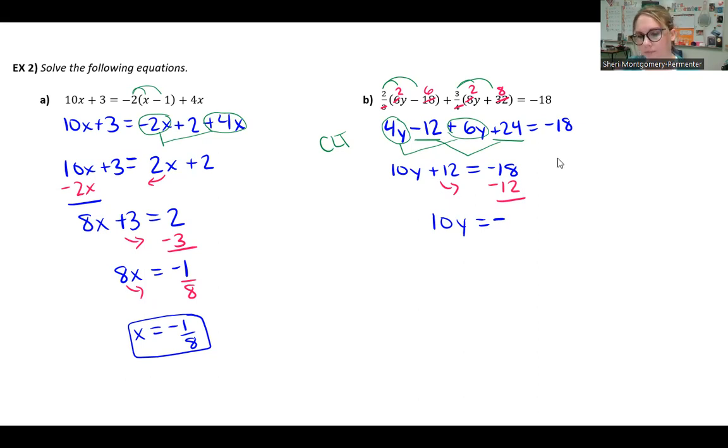Very good. Because we're getting more negative. We start out with the bigger number, which would be negative 18. I'm getting more negative because I'm subtracting. So it's going to be a bigger negative number. I have one last step. Divide by 10. Very good. Very good. How could I check my answer if I wanted to? Plug it in, plug it in.